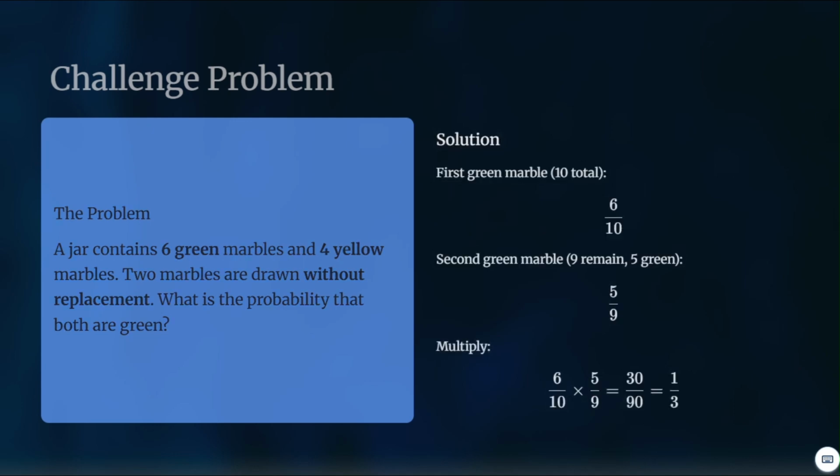In this case, in the beginning there are 10 marbles, 6 of which are green. So the probability of getting a green marble at first will be 6 over 10. Since it is not replaced, the probability of getting a green marble the second time will be 5 over 9 because only 9 marbles remain and 5 of them are green. So if we multiply 6 over 10 times 5 over 9, that will be equal to 30 over 90, which simplifies to 1/3.